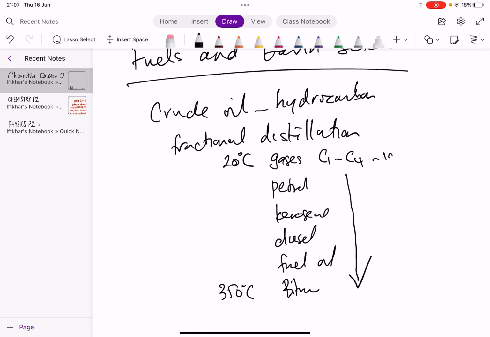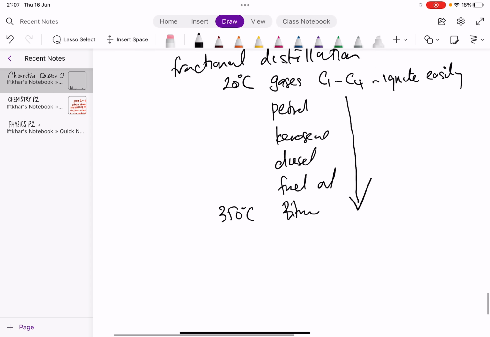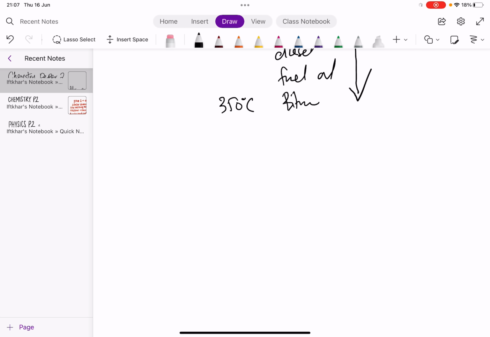Gases ignite easily, they are good fuels, and as you go down, as you look at the arrow, the ease of ignition decreases, viscosity increases, and the bigger the hydrocarbon, the less useful it is. Hence, we will carry out cracking of hydrocarbons. Now, what is a hydrocarbon?